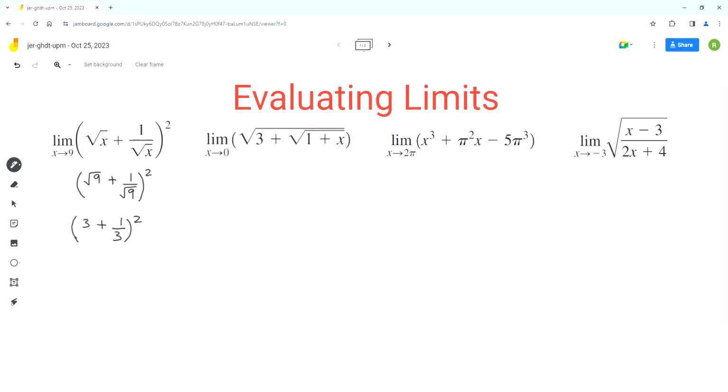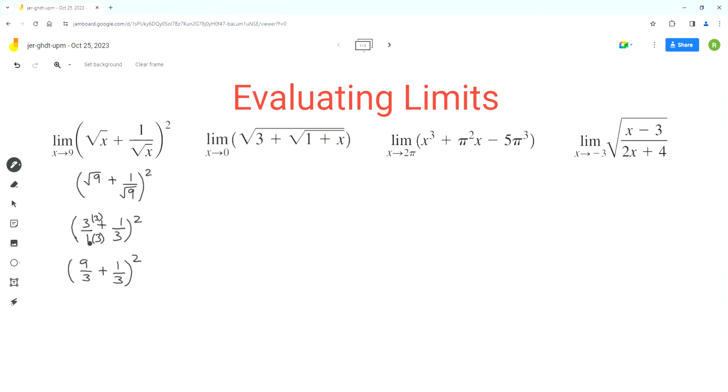Now we can add the terms in the parentheses. So we have to do 3 plus 1 over 3, and the denominator of this 3 is 1. So we have to find a common denominator, which will be 3. So we'll multiply 3 over 1 by 3 in the numerator and 3 in the denominator. So we get (9 over 3 plus 1 over 3) squared. Now we can add these fractions.